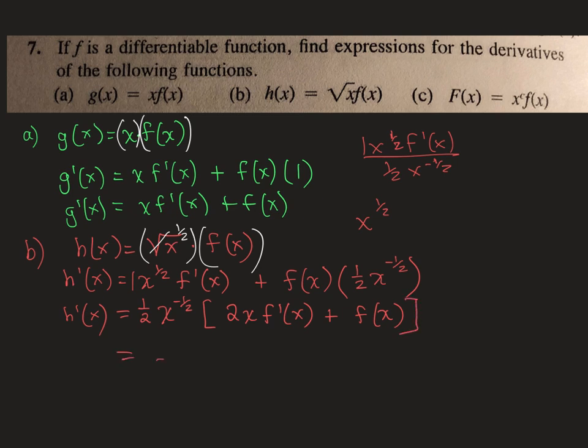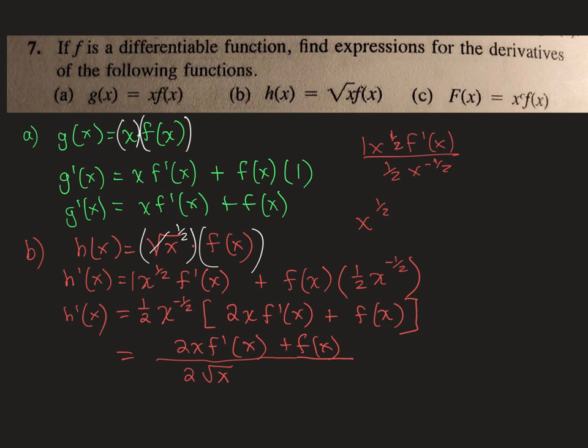Oh, we could also write that like this. Put the 2 on the bottom, turn the x to the negative 1/2, move that to the bottom, write it as a root. And then what's in the brackets would be in the numerator. So you could write it like that. Depends on how you want that.